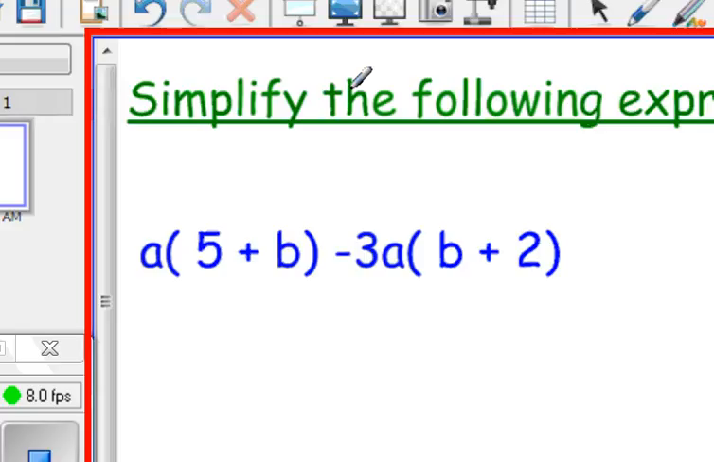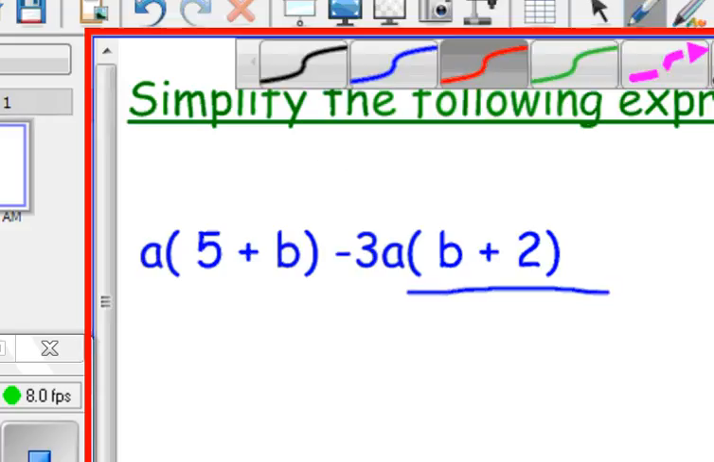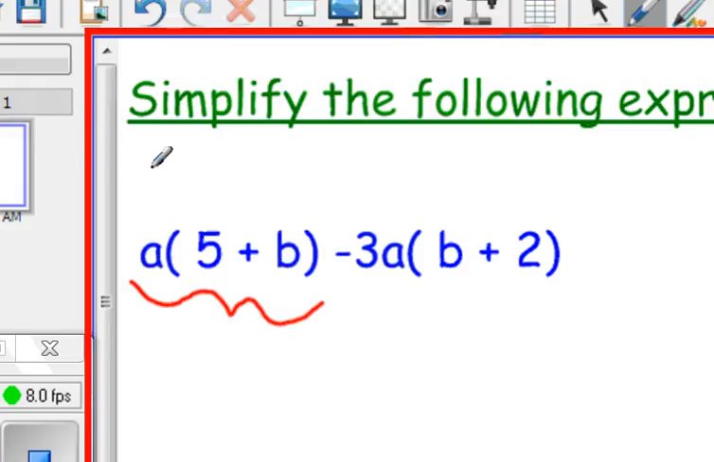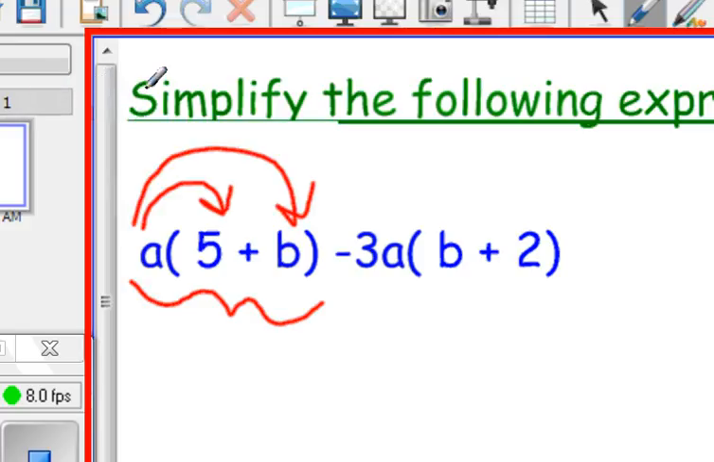Looking at this, we have A times the quantity of 5 plus B, and then we have minus 3A times the quantity of B plus 2. So if I'm looking at this portion first, I know I need to distribute A to the 5 and the B.